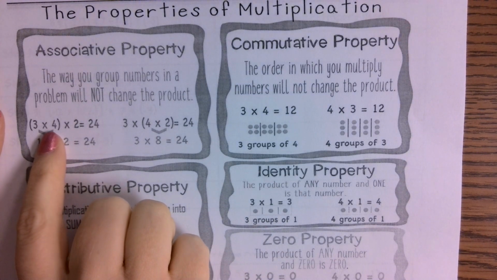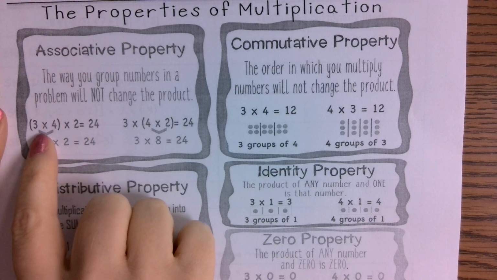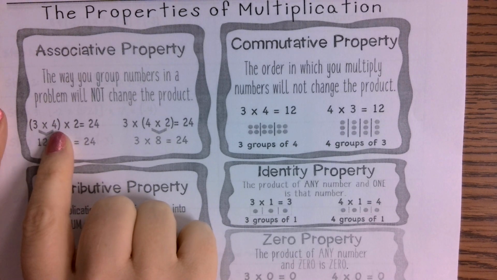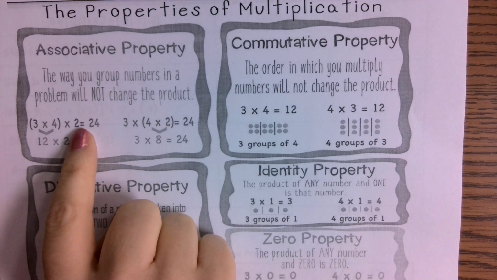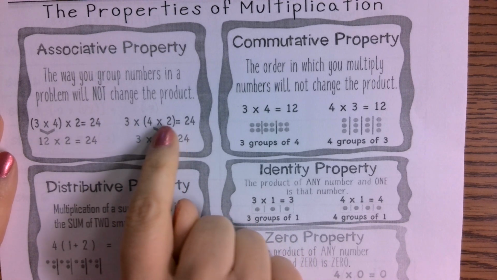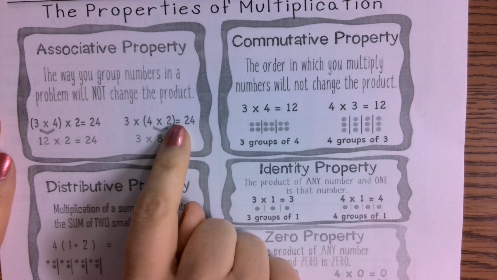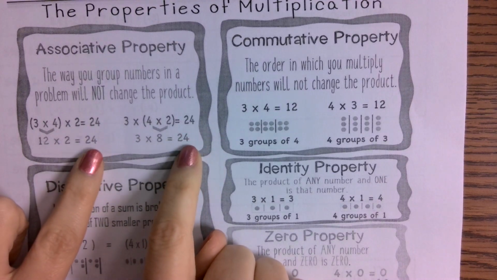So previously we have 3 times 4 that we're saying we have to do first, based off of our PEMDAS, our order of operations, and then we'll multiply that product by 2. Or we could reverse it. We could multiply 4 times 2 first and multiply that product by 3. They both are going to give us the same answer.